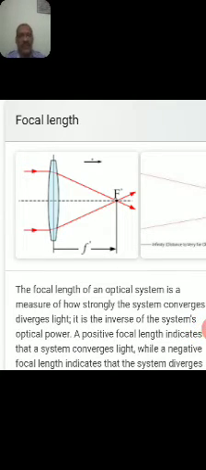Focal length. The focal length of an optical system is a measure of how strongly the system converges or diverges light. It is the inverse of the system's optical power. A positive focal length indicates that a system converges light, while a negative focal length indicates that the system diverges the light. As shown in the figure, a double convex lens and red color light approaching the lens, and after falling on the lens it converges.